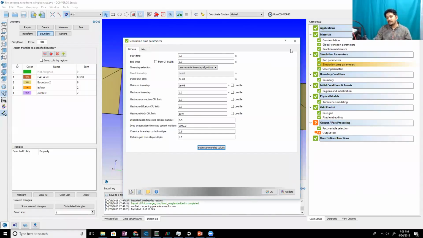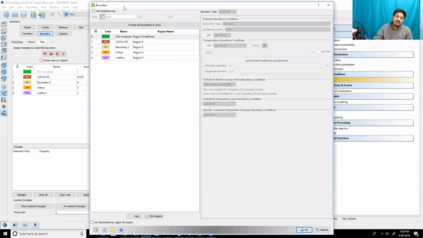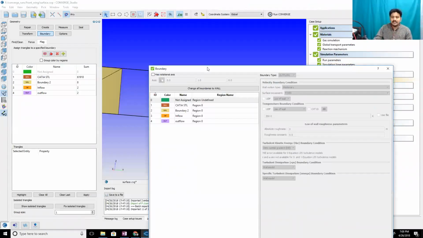How far do you run the simulation? Well, one of the things that people look at is the residuals, but I say don't do that. Look at your drag coefficient value or your lift coefficient value. They need to reach a converged value. Till it reaches convergence, run the simulation. Then you have boundary conditions. The exact boundary conditions, I think we need to discuss in a slightly advanced lecture.